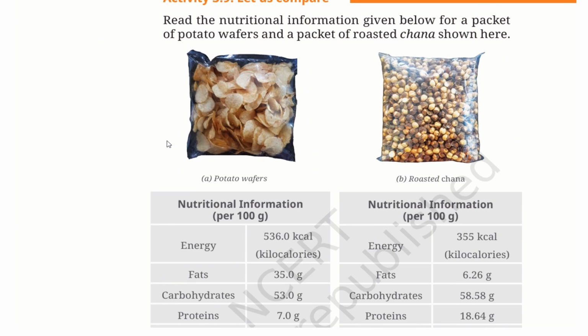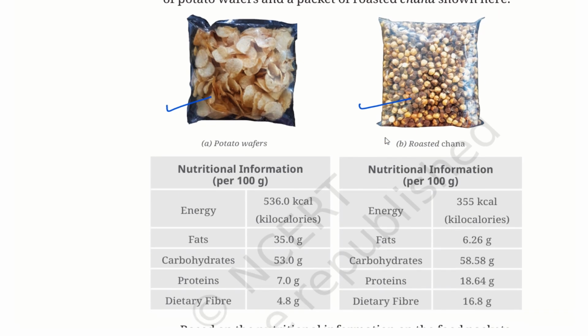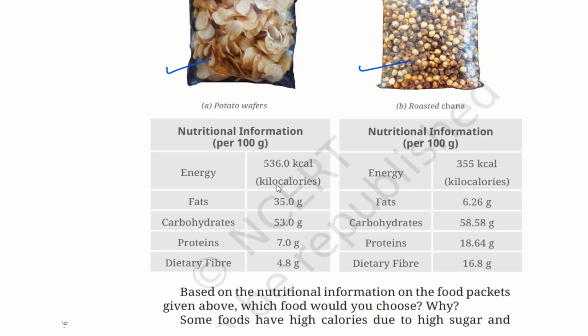Now the first picture is given for potato wafers and the second is roasted chana. So let's understand their nutritional value. Okay, so on each packet you can see the nutritional value is already given. So from the potato wafers, how much energy are you getting? 536 kilocalories, that KCAL means kilocalories. And you are getting this much energy in the form of calories. And from the roasted chana, you are getting 355 kilocalories.